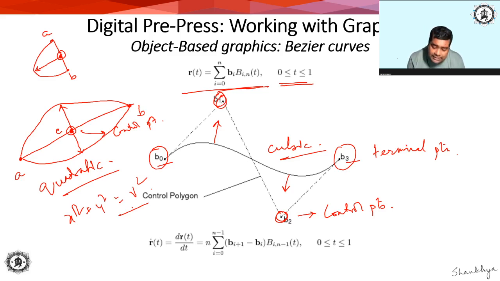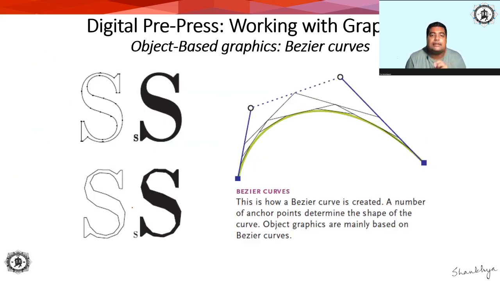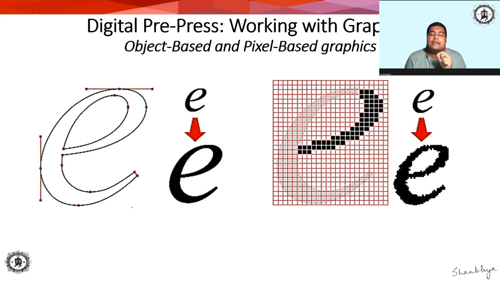This is the precise reason why graphics which are created with the help of these Bezier curves are kind of scale independent. That means you go on increasing the size of the objects, the image will not get distorted, or the image will not get pixelated, so to say.